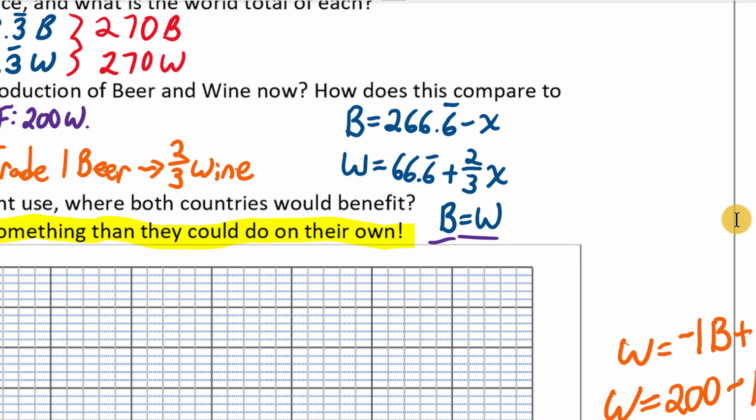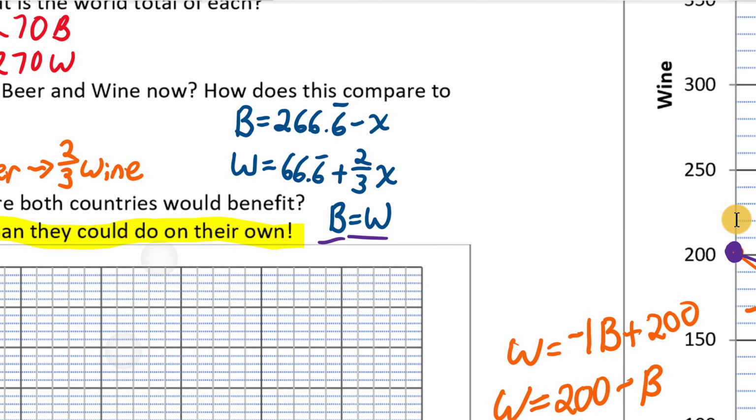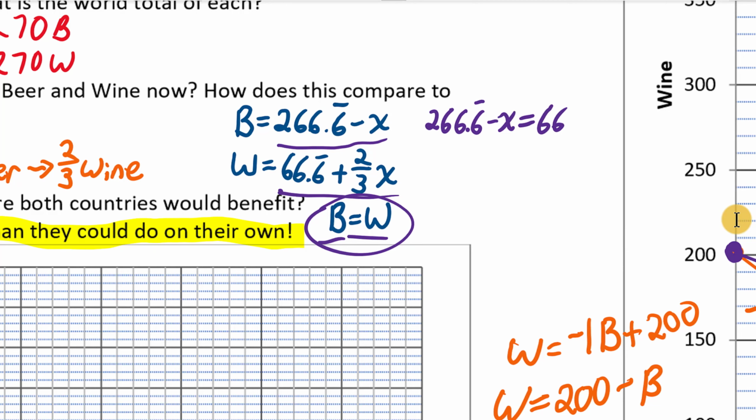And so, like we've seen before, just making this simple substitution, we'll be able to figure out what's going on. Now, here's how I'm going to operationalize this substitution. Since I know the amount of beer is equal to the amount of wine, that third equation, I'm just going to set these two equal to each other and solve for x and see what pops out. So we know 266 and 2/3 minus x, that's the beer. We want it to be equal to the wine: 66 and 2/3 plus 2/3 x.